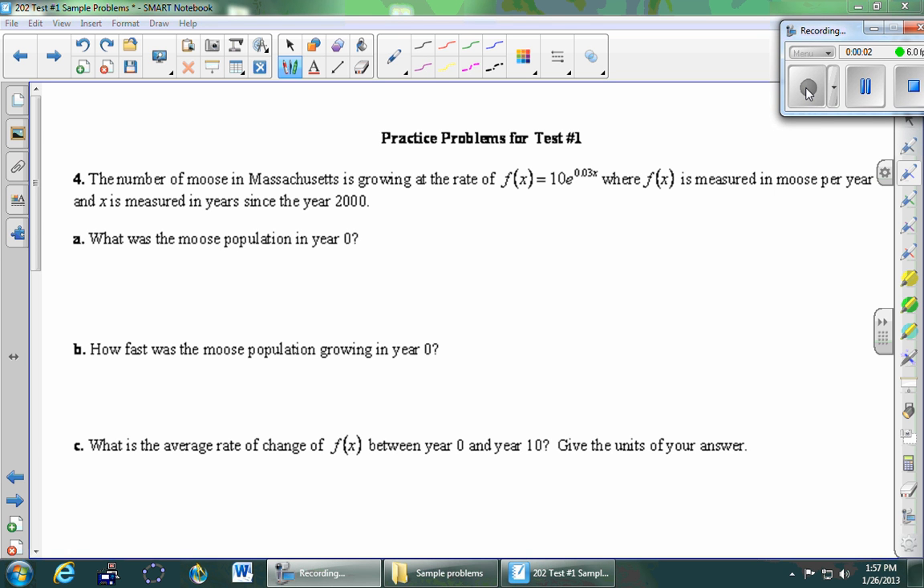This is problem number 4 on the practice problems for test number 1. The number of moose in Massachusetts is growing at the rate of f of x equals 10e to the 0.03x, where f of x is measured in moose per year and x is measured in years since the year 2000. Part A, what was the moose population in year 0?